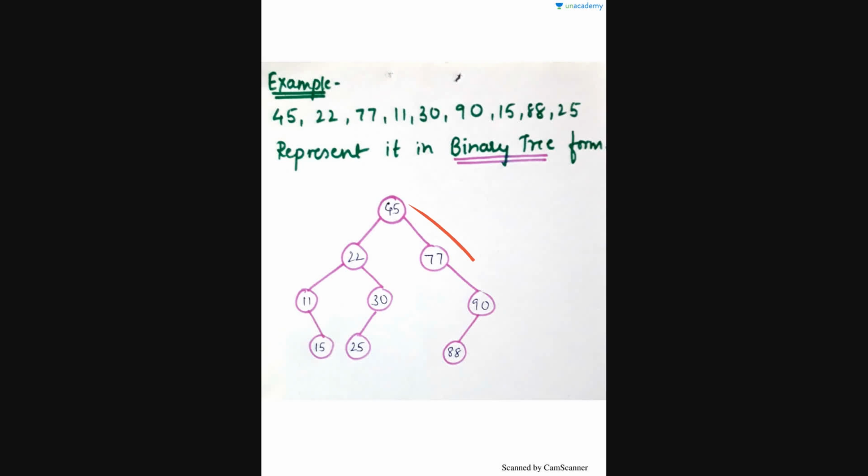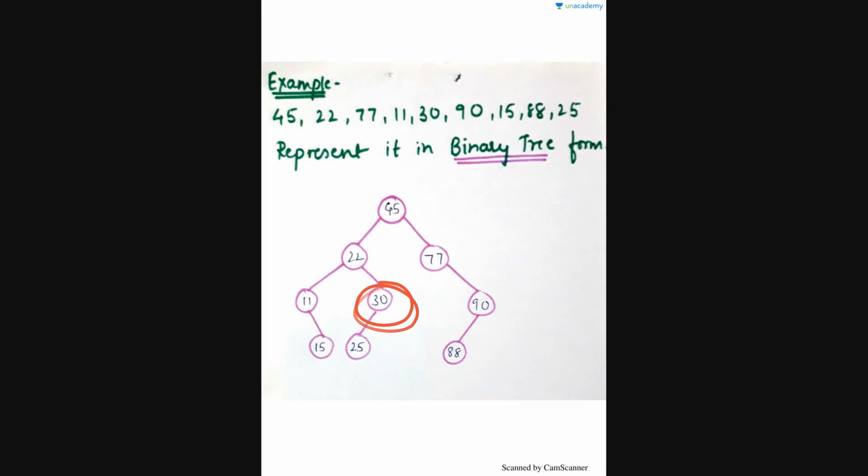Then next we have to go for 11. 11 is smaller than 22, so it has to be placed below 22 over here, that is on the left hand side. Then I'll go for 30. 30 is greater than 22 and smaller than 45. Now here, after 45 we'll consider this as the root node. As 30 is greater than 22, it has to be placed on the right hand side, and as it is smaller than 45 we'll go for the left hand side and then check with this node, and then it is placed over here on the right hand side of 22.